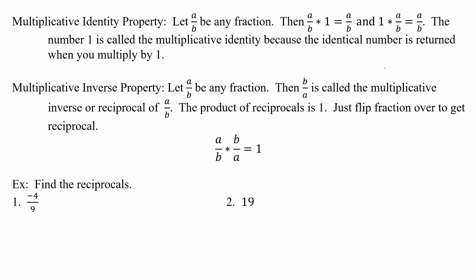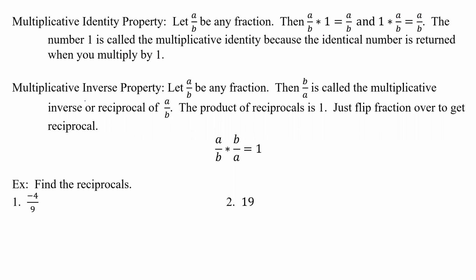So the multiplicative identity property. If we let a over b be any fraction, then if we take a over b times 1, we get a over b back. Or if we take 1 times a over b, we get a over b. So the number 1 is called the multiplicative identity because the identical number is returned when you multiply by 1.